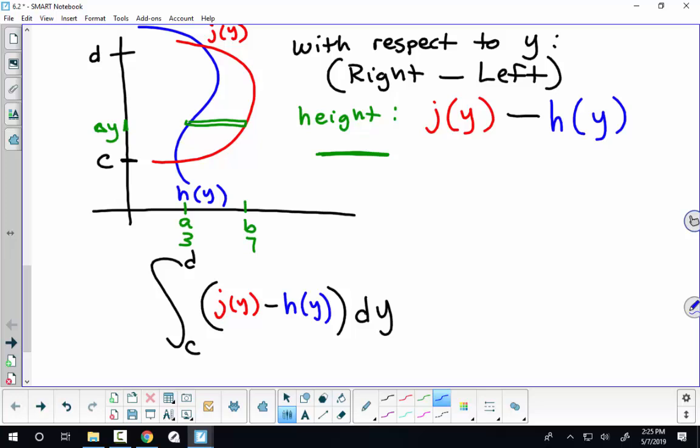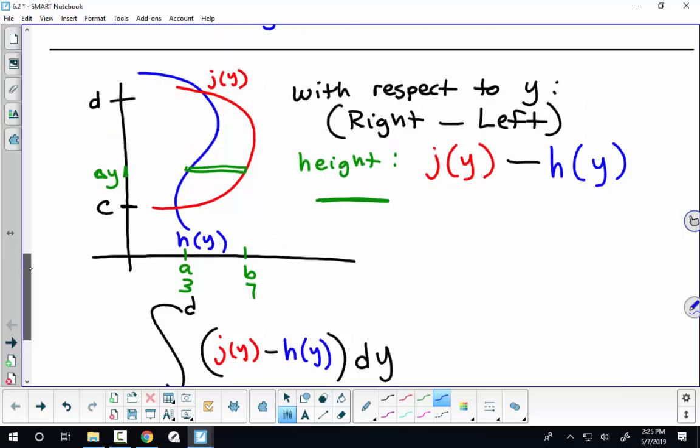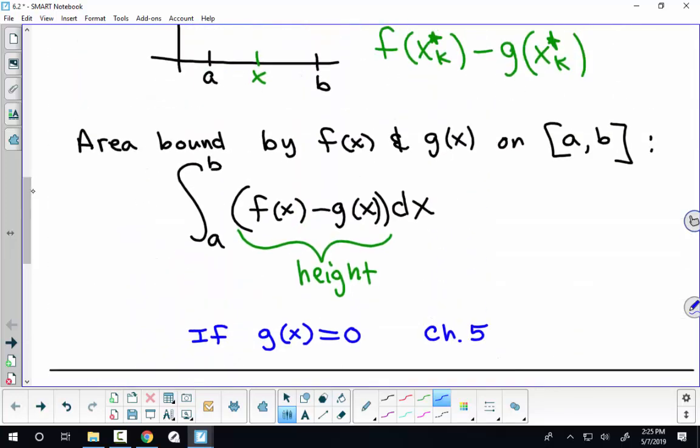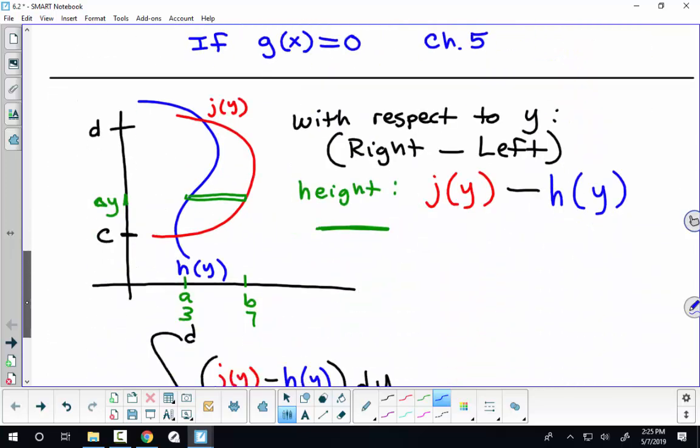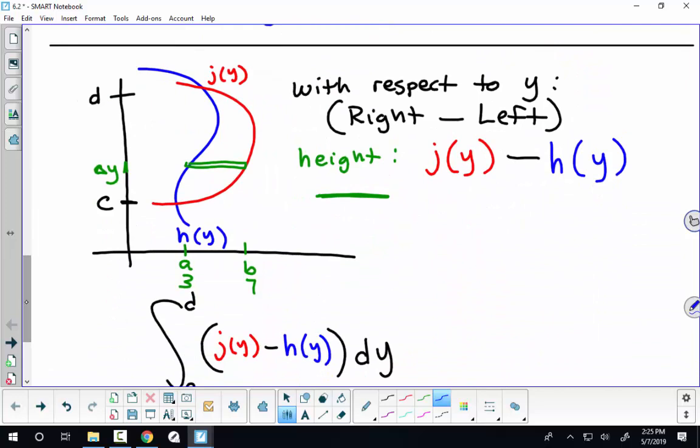And so then maybe think about the ones in terms of x as the top minus the bottom. The height of each rectangle is the top function minus the bottom. Top function minus bottom with respect to x, because your rectangles are vertical. Right minus left with respect to y, because your rectangles are horizontal.